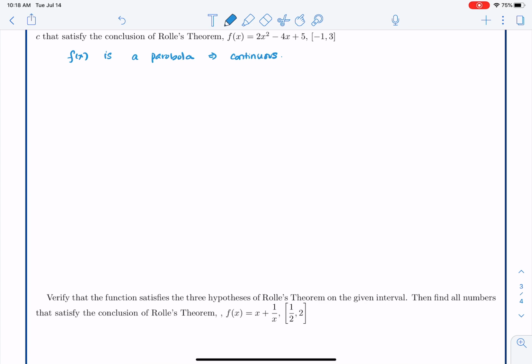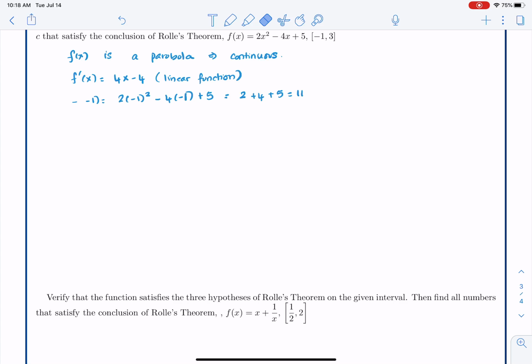And could we take the derivative? f prime of x would be 4x minus 4. This is a linear function. f of minus 1 is 2 times minus 1 squared, minus 4 times minus 1, plus 5. So that would be 2 plus 4 plus 5, I get 11.